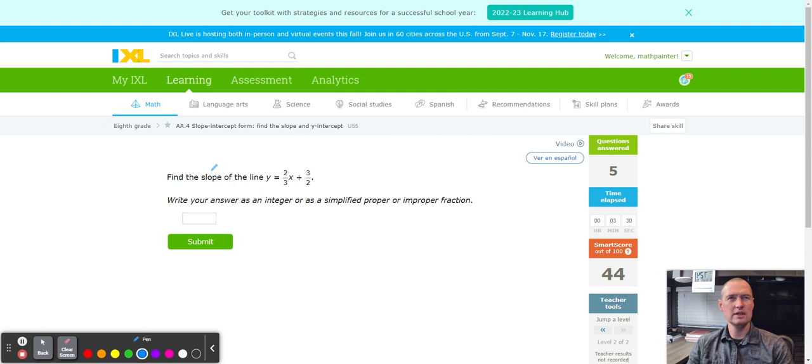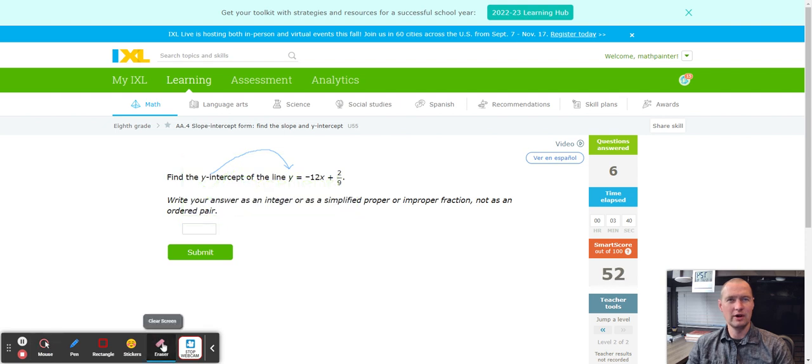All right, here we go. Find the slope. The slope is the value in front of the x this time. So I'm going to put 2 over 3. All right, catching up my score. Quick recovery. Y-intercept is going to be the value without the x. So the y-intercept is going to be the 2 over 9 because that does not have an x.